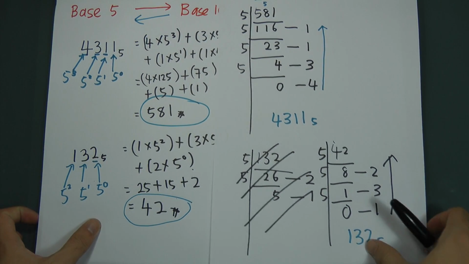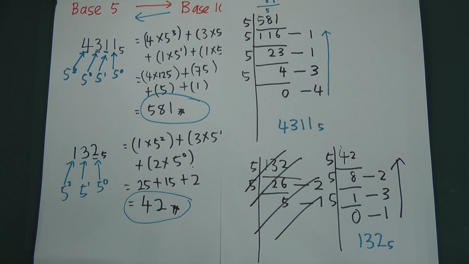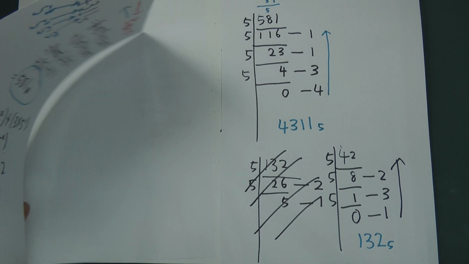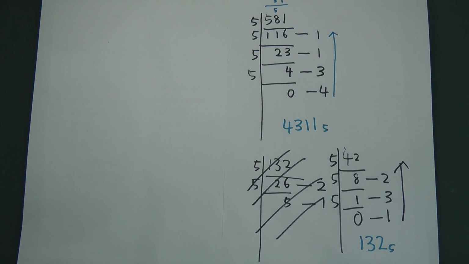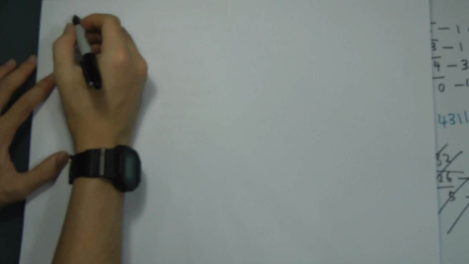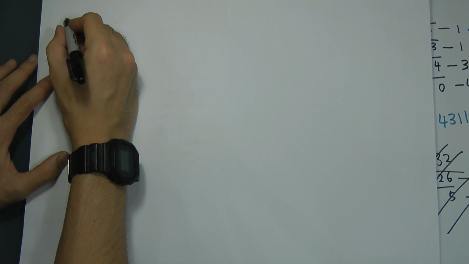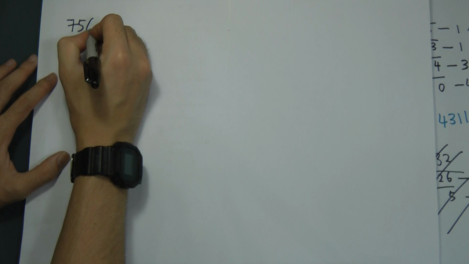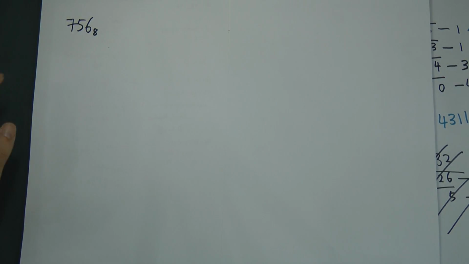Okay, if okay, then we change to another part. Just to make you understand better, we take 2 more examples. Base 5 you already learned, so we do base 8. Let's say base 8, I give a number, 7, 5, 6, base 8. This one, 7, 5, 6, base 8, I want to change to base 10.